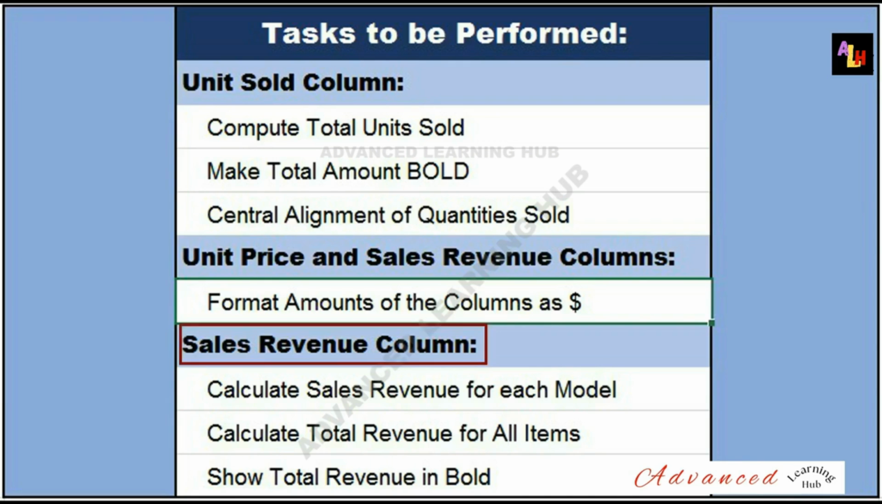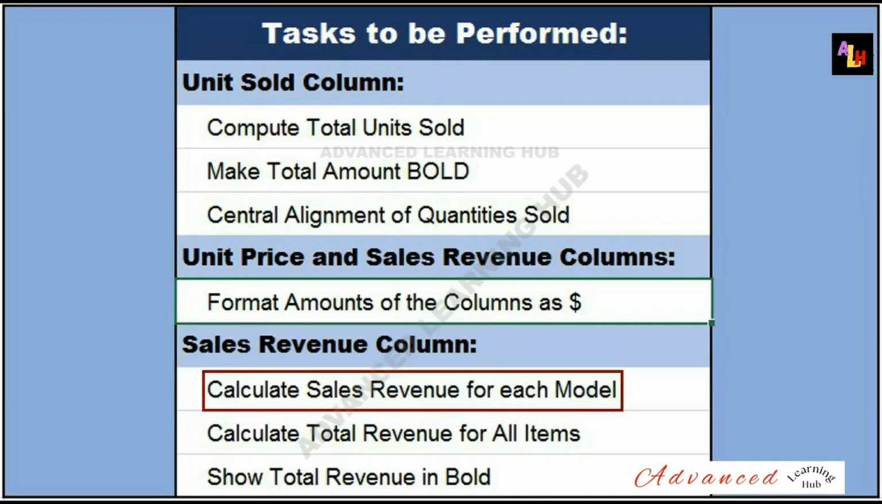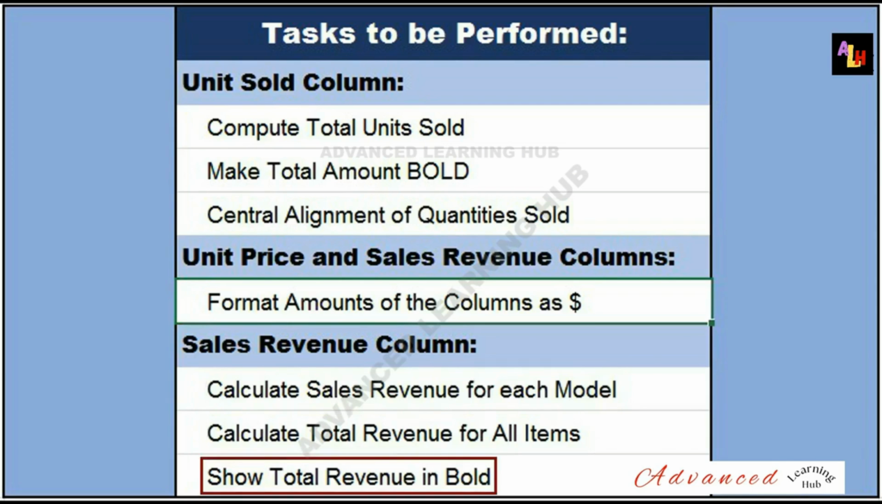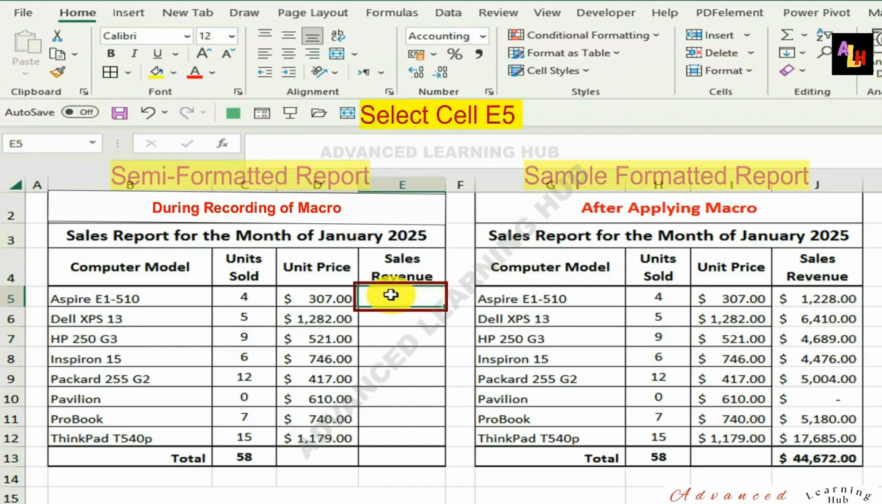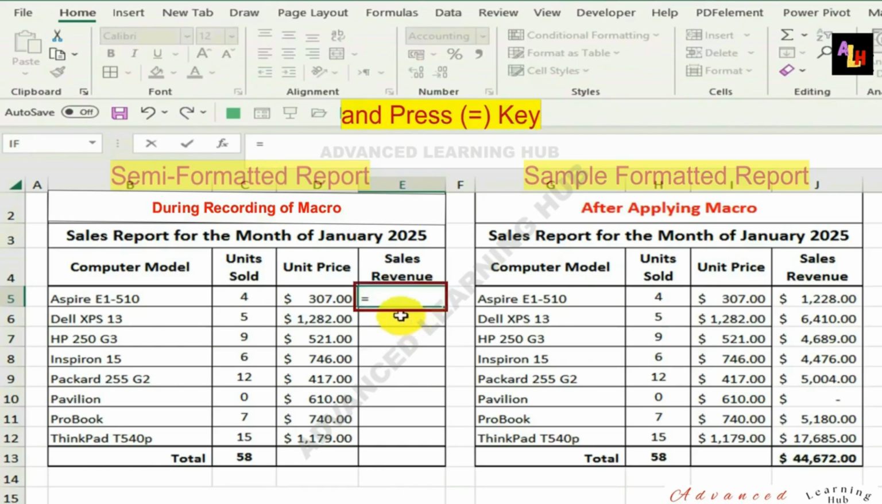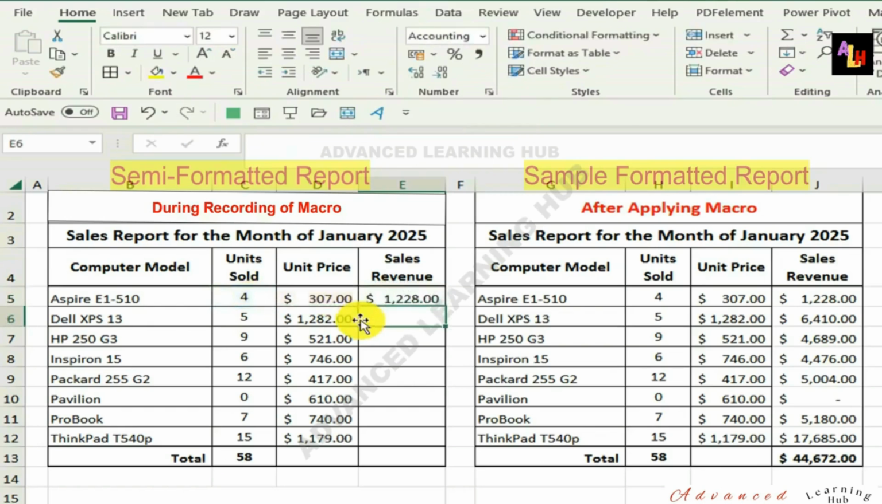Lastly, for the Sales Revenue column, we will calculate sales revenue for each model, calculate total revenue for all items, and show total revenue in bold. To do so, select cell E5 and press the equal key. Select cell C5 and press the multiplication key. Then select cell D5 and press the Enter key. Cell E5 will fill with the sales revenue amount of the first computer model. Thereafter, compute the revenues for other models.